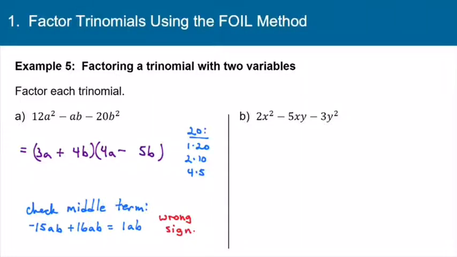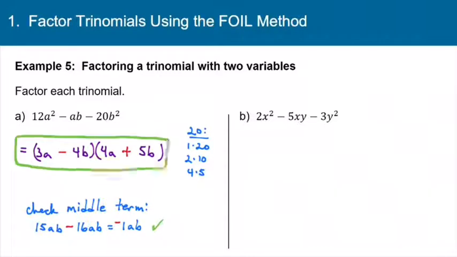And to fix this, all we have to do is change the signs. So this plus will become a minus, this minus will become a plus. And now, just for the record, we'll check the middle term. But remember that when you do this on your own, you really don't have to check again. It's going to work. So outer times outer is positive 15ab. Inner times inner is negative 16ab. That's going to add up to negative 1ab, which is what we needed. And so this one is now correct.